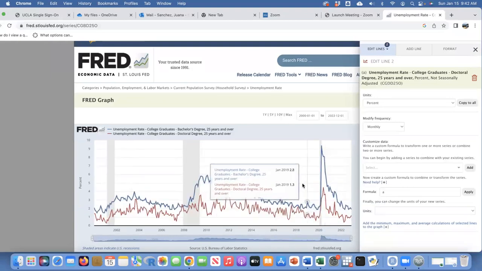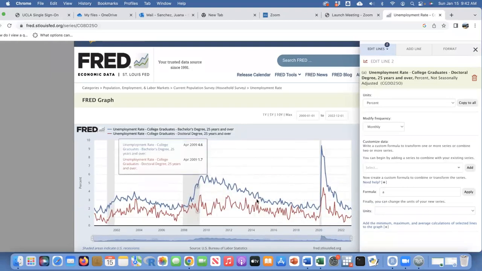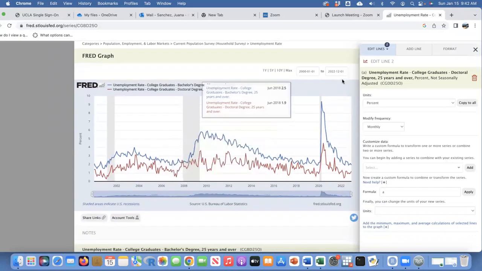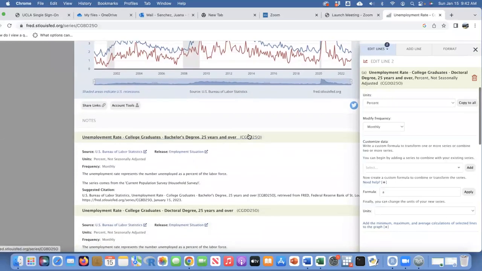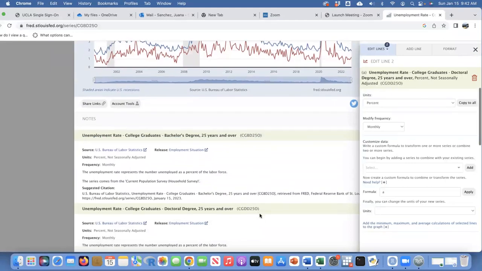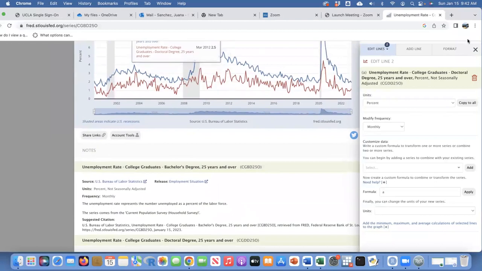What matters to us is that we have a legend here telling us what each time series is, the period of study for the time series, and then we have the code. This is what we need for reading the data into R. We're using the Quandl API. So I take note of this code, CGBD250, CGDD250. That's all we are going to use.